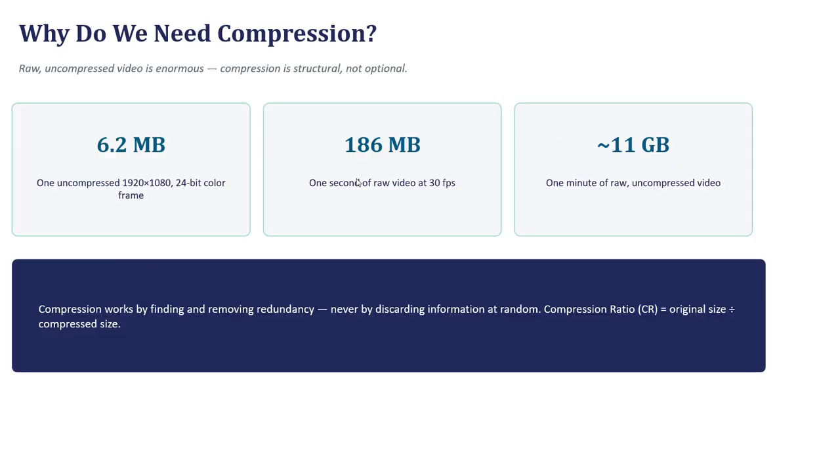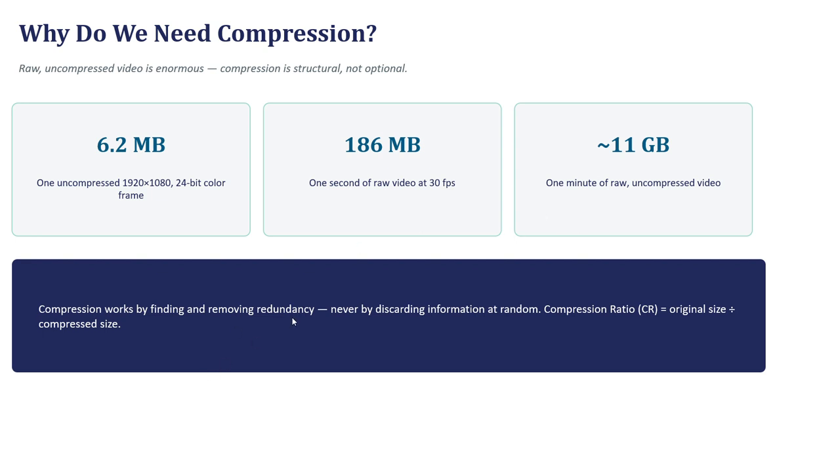So consider if I make use of a 1920 by 1080 frame size and 24-bit representation, which is going to be 6.2 MB. 1 second of raw video at 30 frames per second will take 186 GB, and 1 minute is approximately going to take 11 GB of size, which does not usually happen, and which is too large a storage to be stored. And so we go for compression techniques.